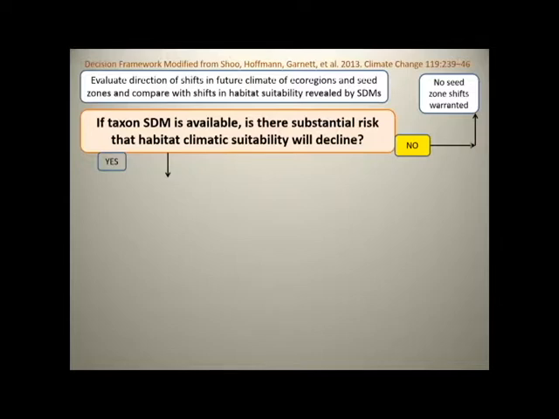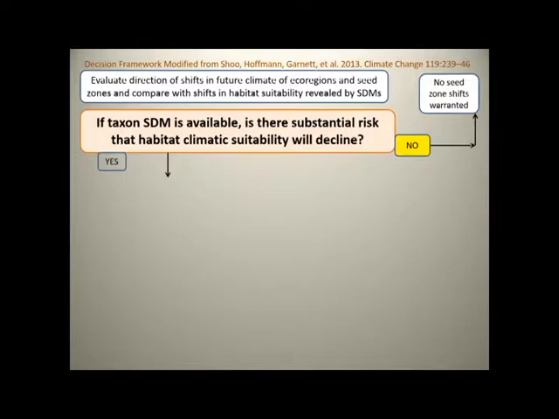There are a number of decision trees, or I should say decision frameworks, available in the literature that have been very well thought out by very many people to help guide us to think about whether or not we might start moving populations around, doing some assisted migration. And one of the first questions is, is there a species distribution model available that suggests that taxon is at risk?